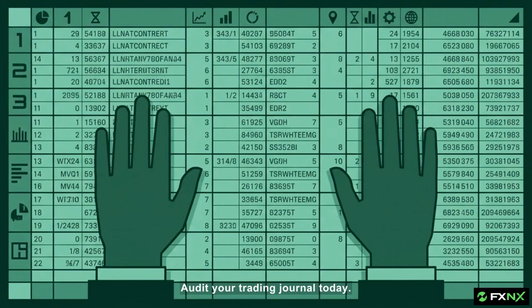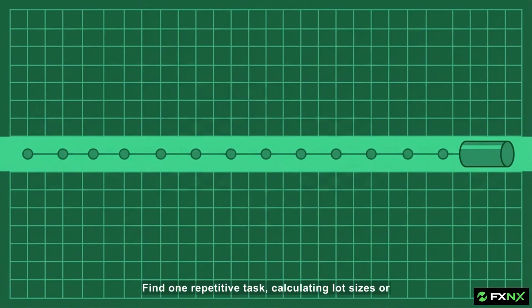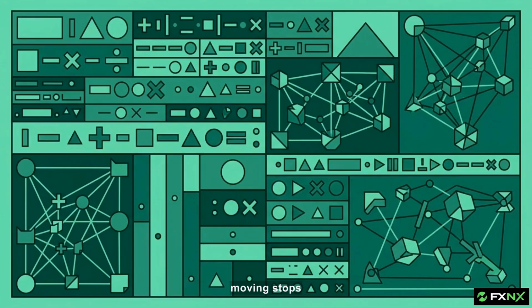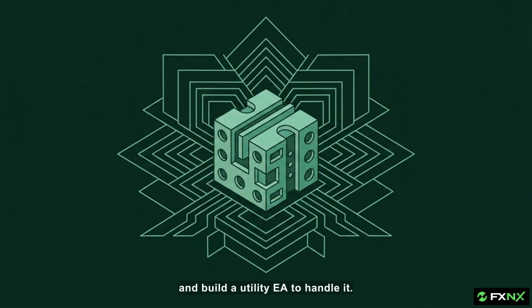Audit your trading journal today. Find one repetitive task, calculating lot sizes or moving stops, and build a utility EA to handle it.